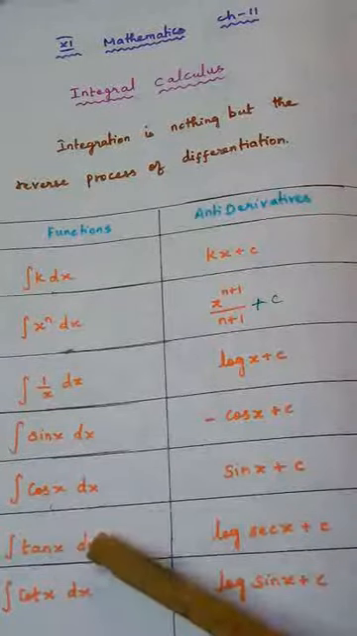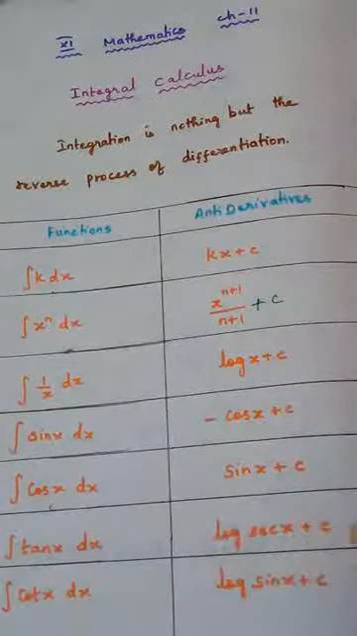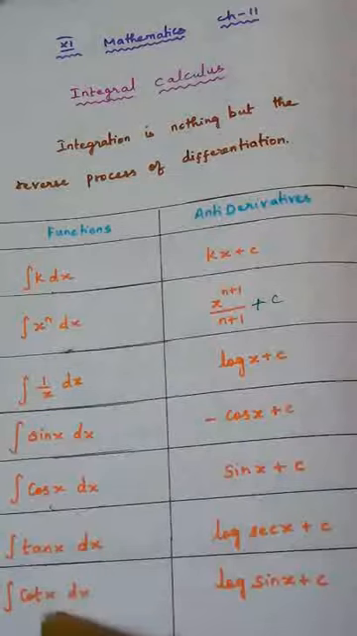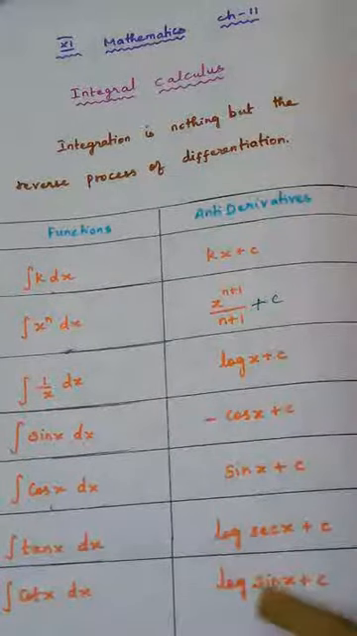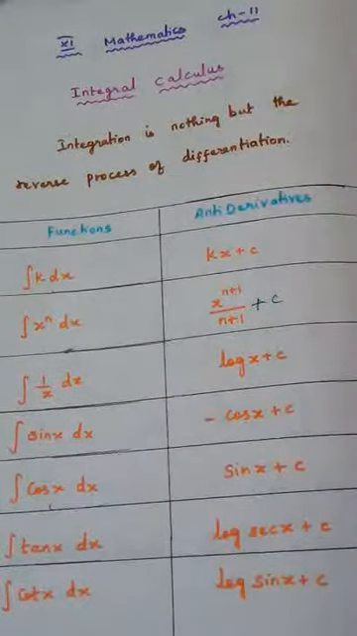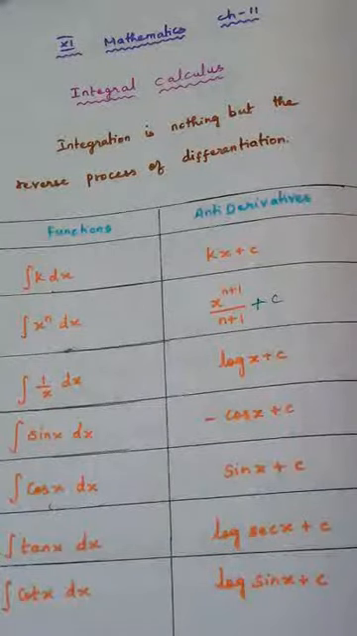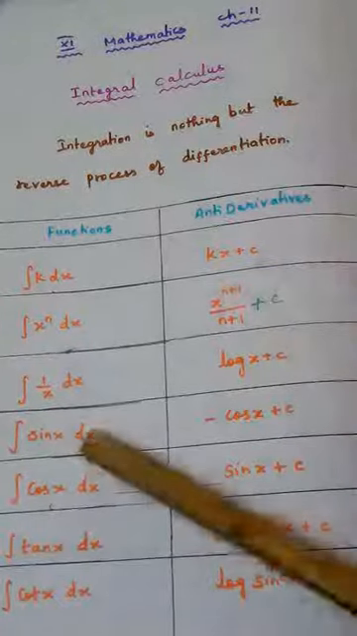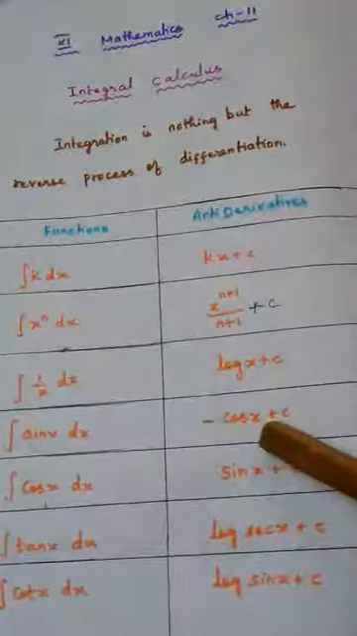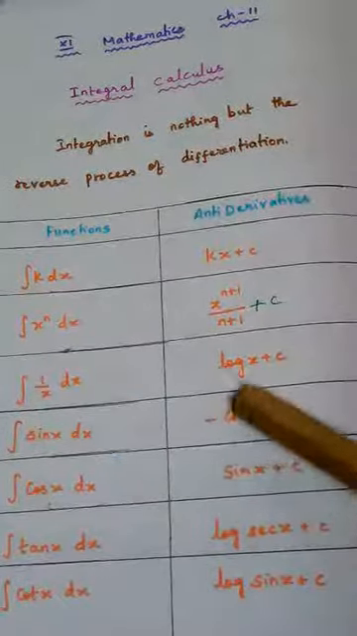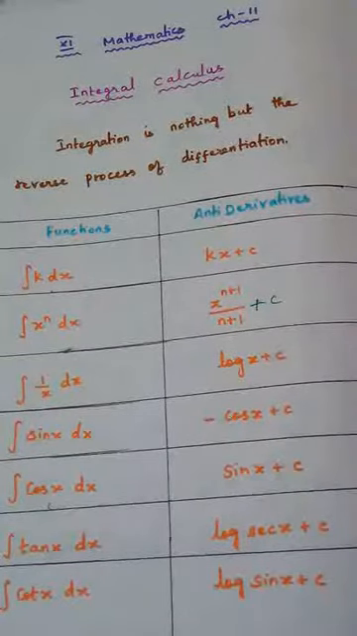Integral tan x dx is log secant x plus c. Integral cot x dx is log sin x plus c. Just I am reading out. You have to memorize. Integral sin x dx is minus cos x. Don't get confused. With the symbol, you should clearly learn. So now we will go for the other formulas.